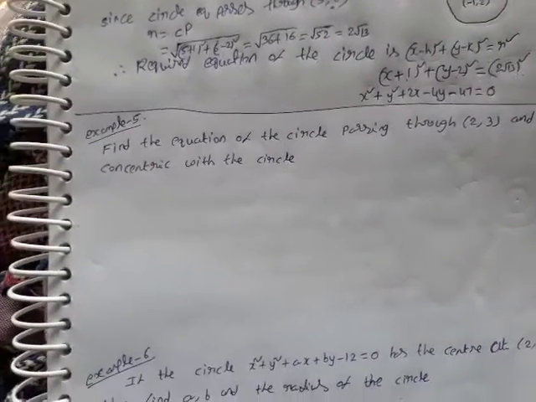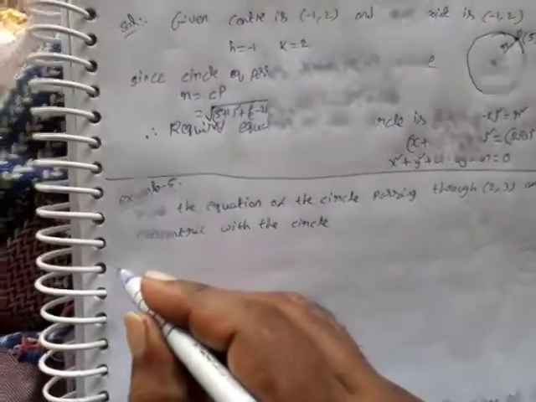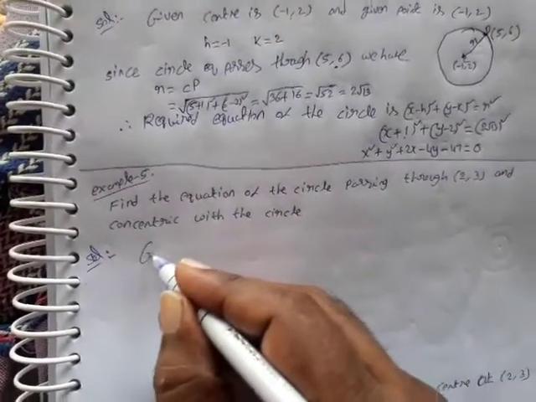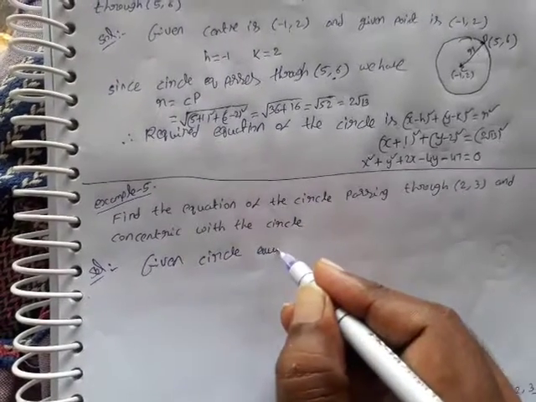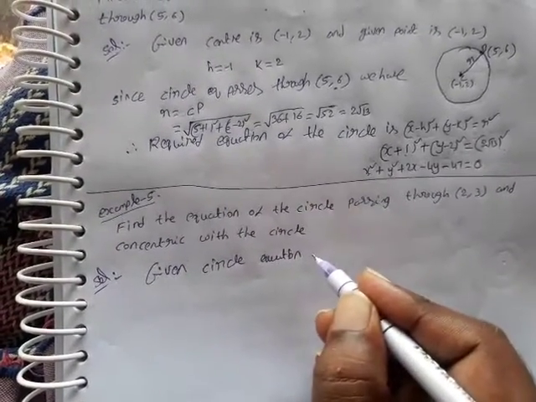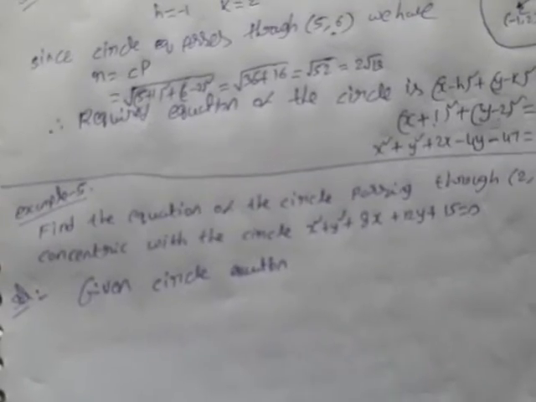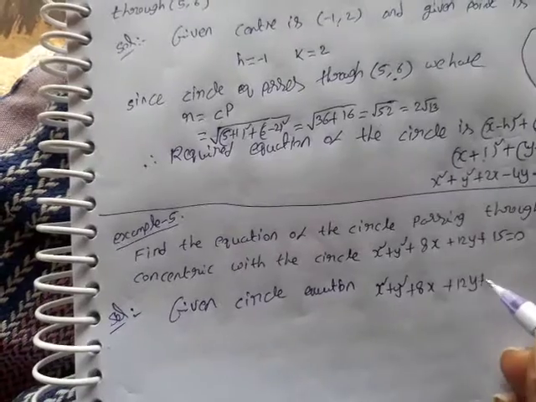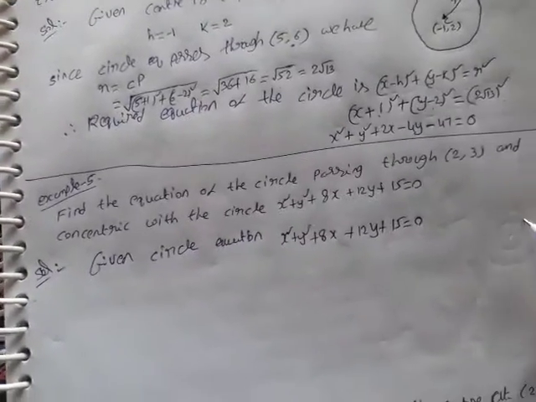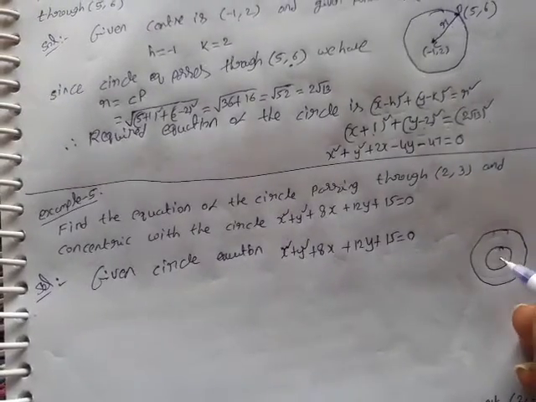Next example: find the equation of the circle passing through 2 comma 3 and concentric with the circle. Given circle equation is x square plus y square plus 8x plus 12y plus 15 equal to 0. Concentric circle means they have the same center.